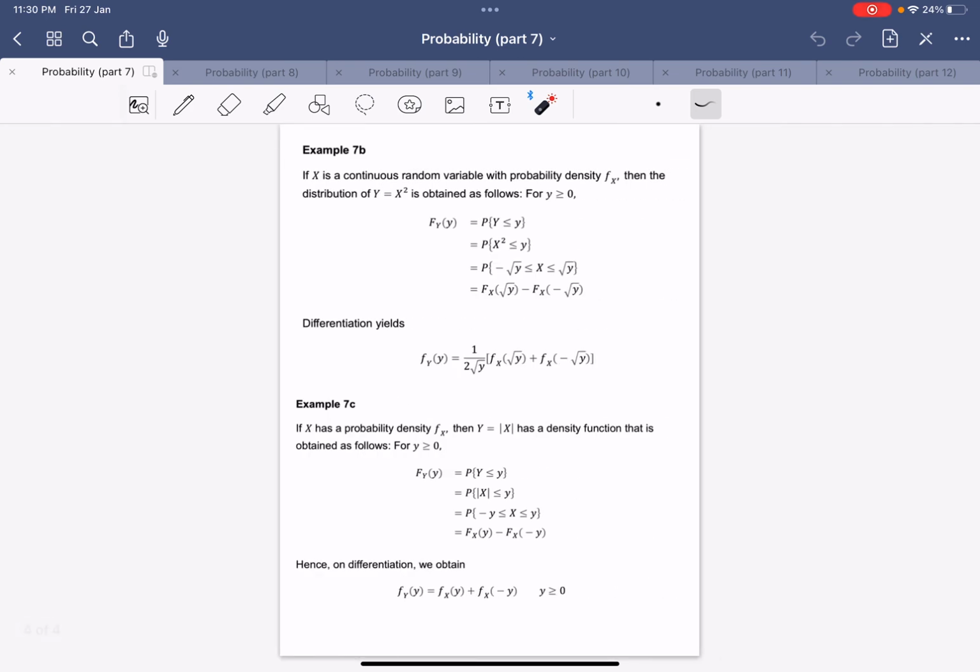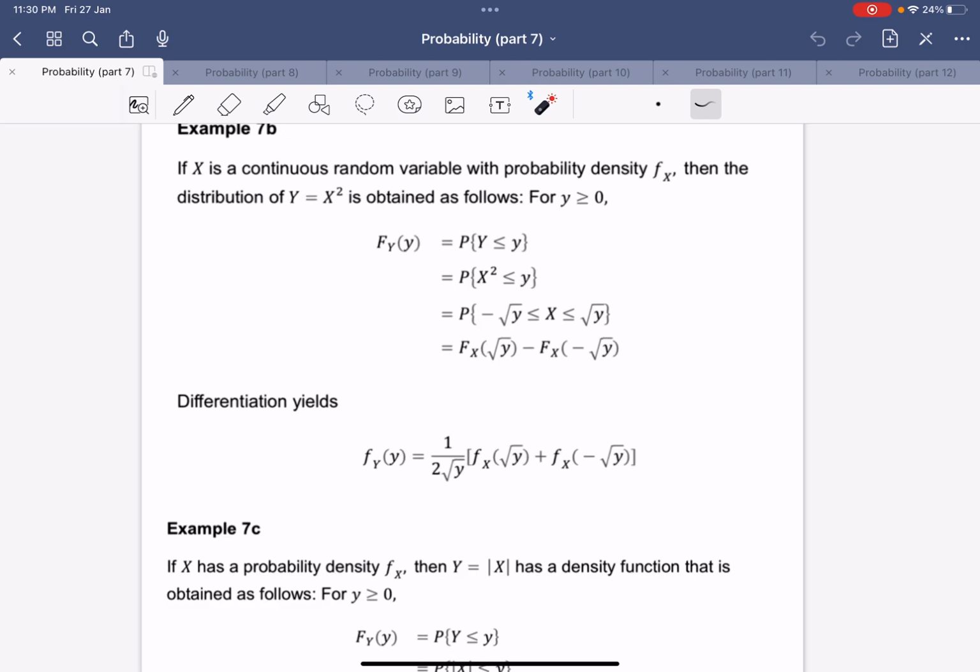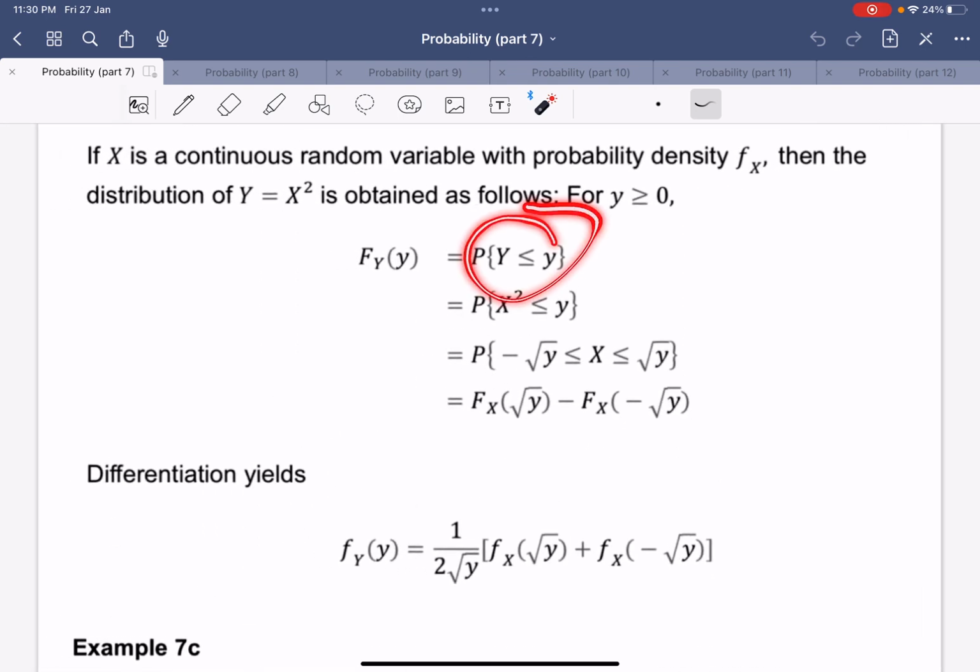We'll take a look at more examples to familiarize ourselves with the method. And so let's say now that X is just a random variable with a density of little f_X. And then we know Y equals X squared. Similar to what we did before, what we need to do now is write the CDF of Y. And then we replace Y with X squared.